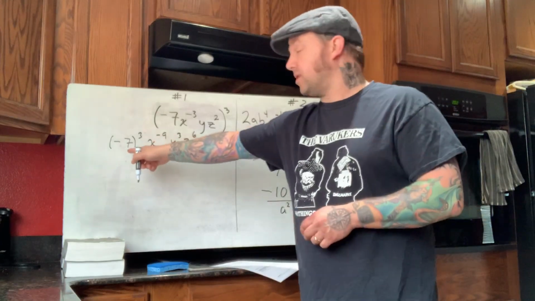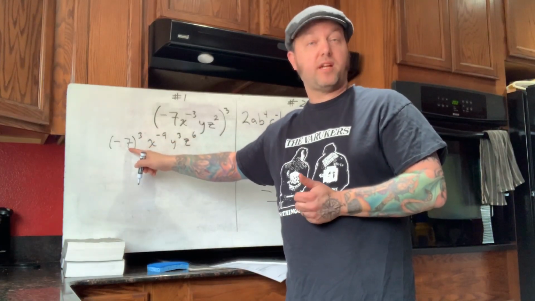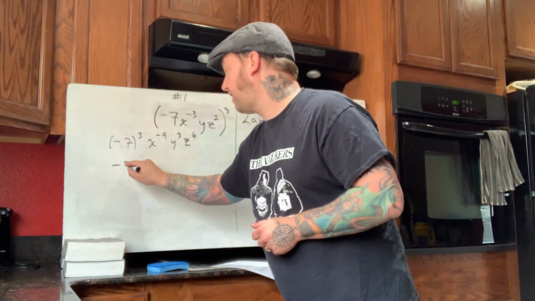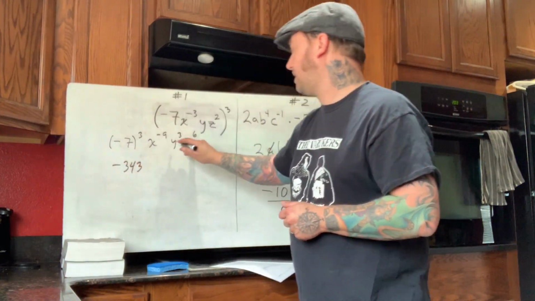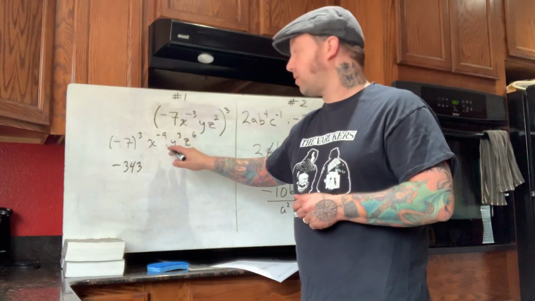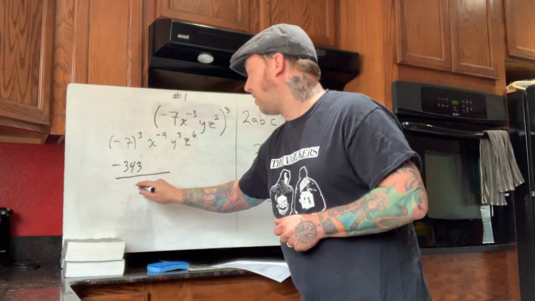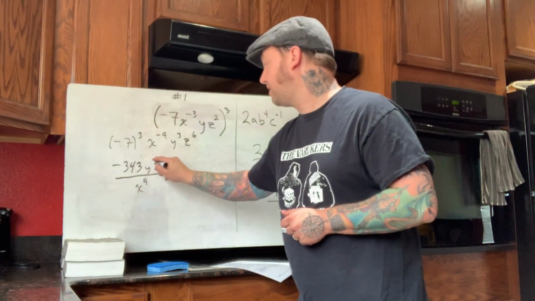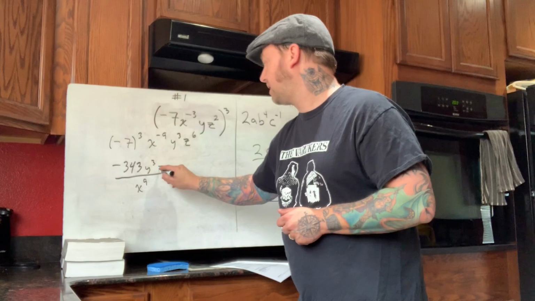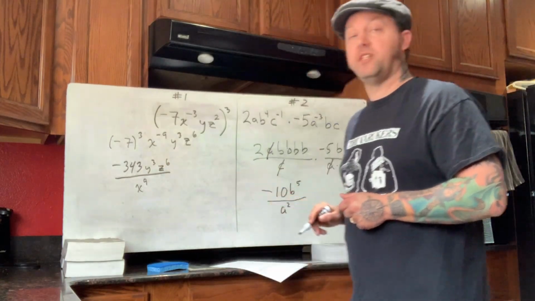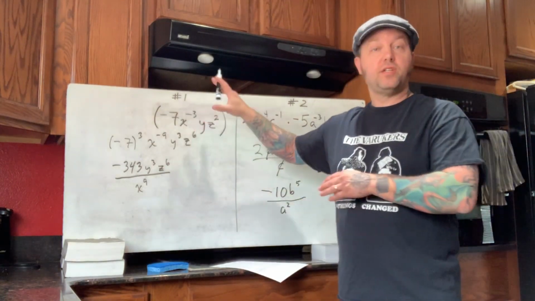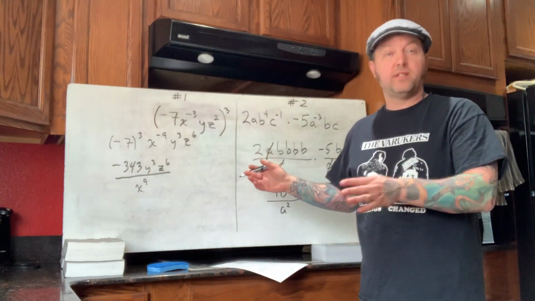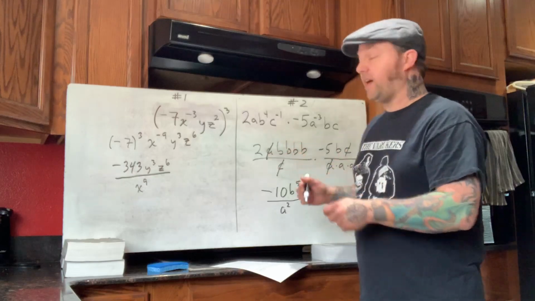Now, multiply this out. Negative times 7 times -7 is positive 49. Times -7 is negative 343. X to the -9th, so we're going to put that on the bottom. And then we'll have y to the 3rd times z to the 6th. So this is using the properties to simplify. Any questions? We're good? Excellent.